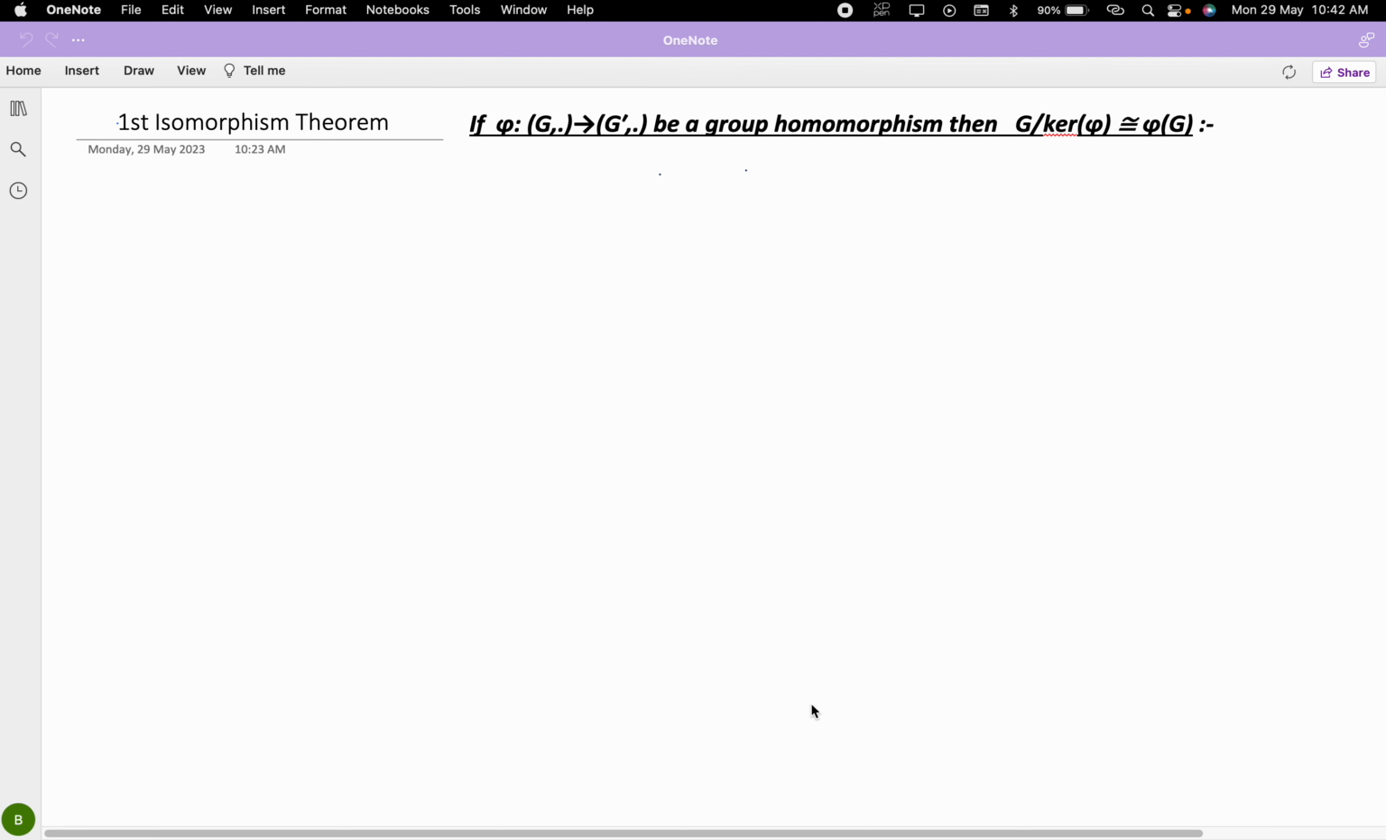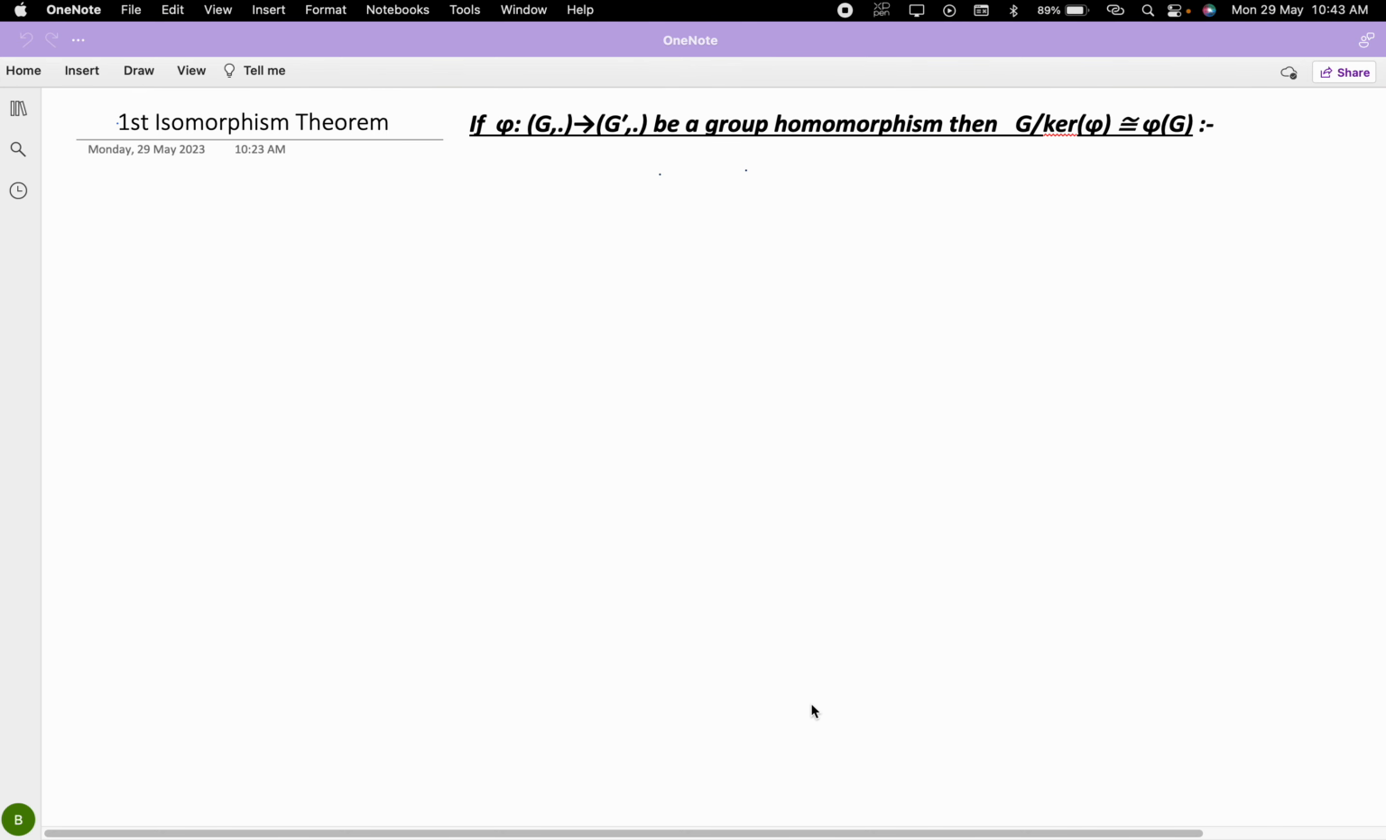Today we are going to discuss the first isomorphism theorem of group theory, and this is a very strong and powerful theorem of group theory. Without this theorem you will not be able to solve any kind of hard or tricky problem. You definitely need this theorem, and today I will show how nice this theorem actually is, and I will prove this theorem also.